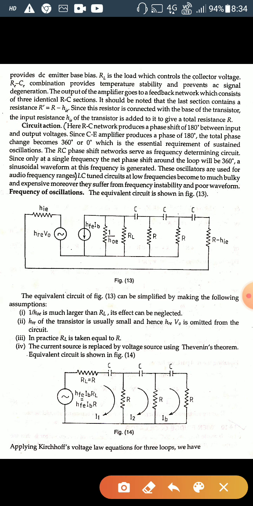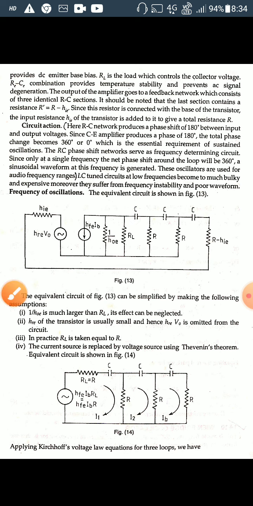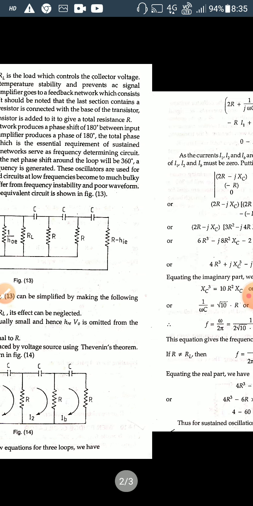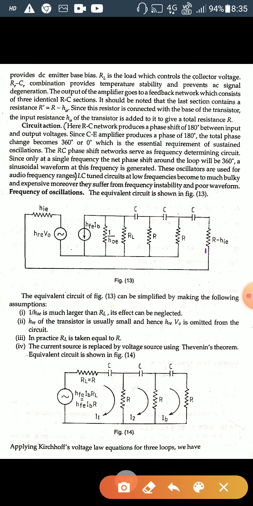Now the remaining part of this circuit is the capacitor and the resistor. This is connected as such, and their R dash is connected with the base terminal. So the base terminal is connected in this position. So this is the equivalent circuit diagram for the phase shift oscillator.